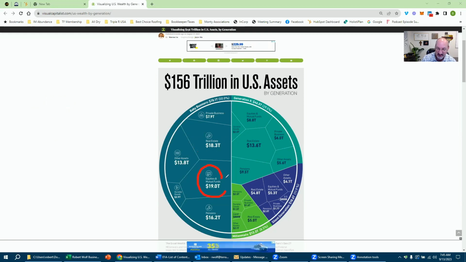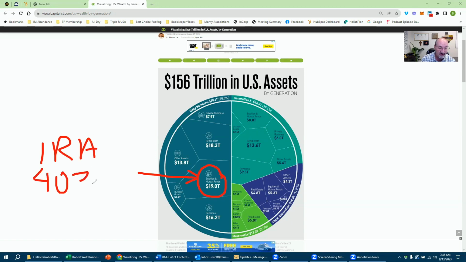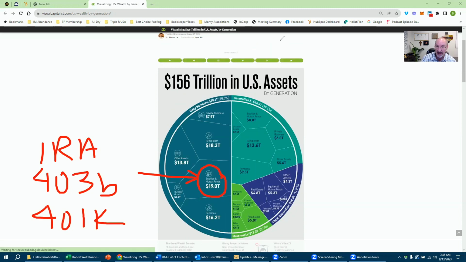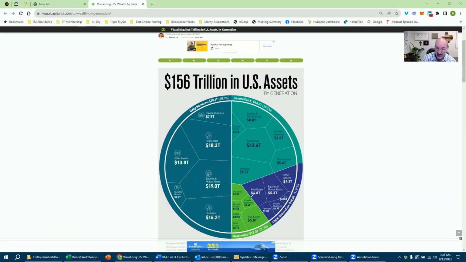Equities, mutual funds. This will probably be retirement assets, meaning IRAs, 403(b)s for those that are part of nonprofits, and then 401(k)s. That's probably what the majority of this $19 trillion is in. And then we have, down here, pensions. So this is government and corporate pensions, which is different than the equities and mutual funds.